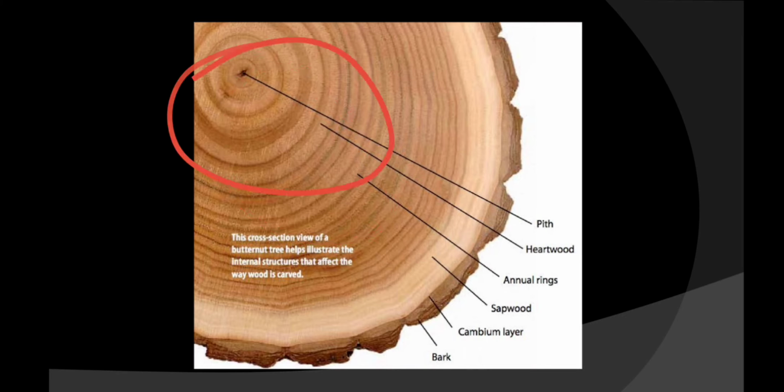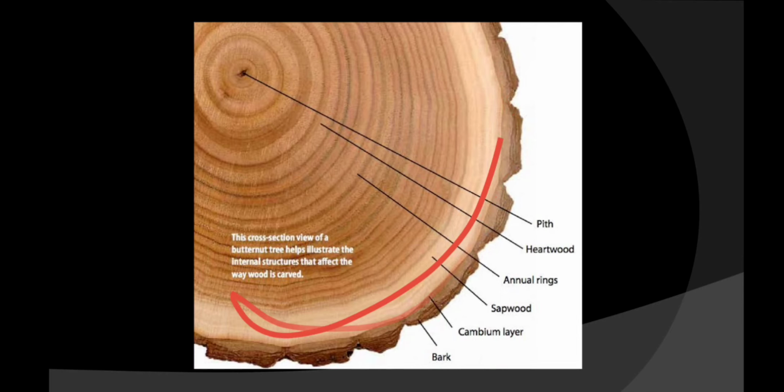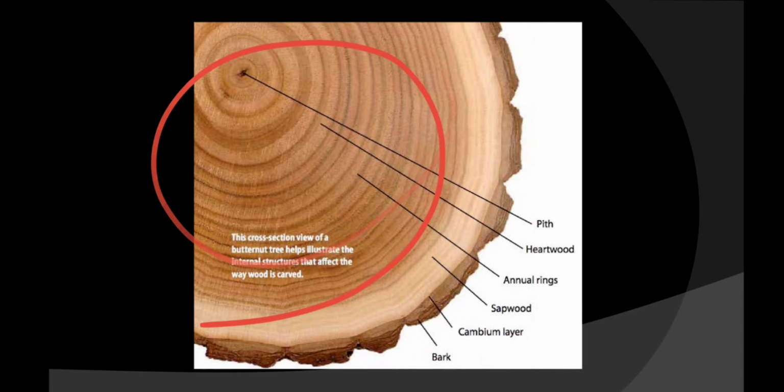Whereas this one, which is towards the periphery, is the sapwood. It is lighter in color. Secondary xylems are very active. They help in the transport of water and minerals. So this wood is the sapwood and this one is the heartwood.